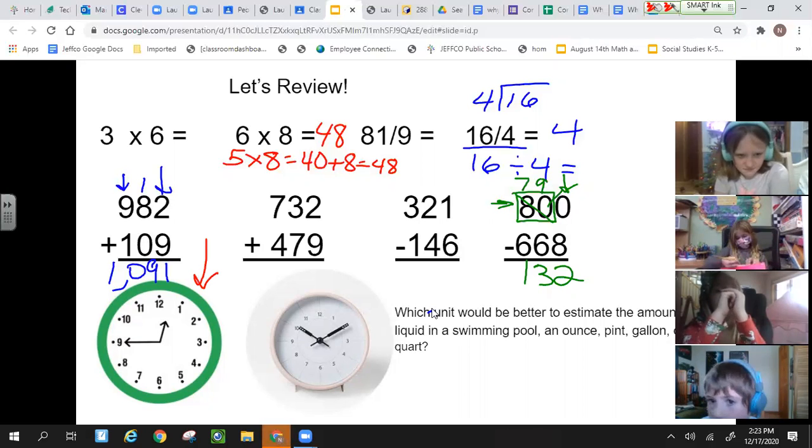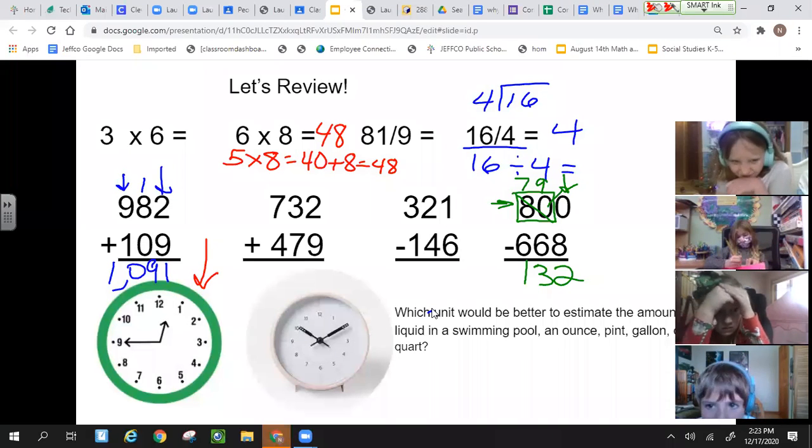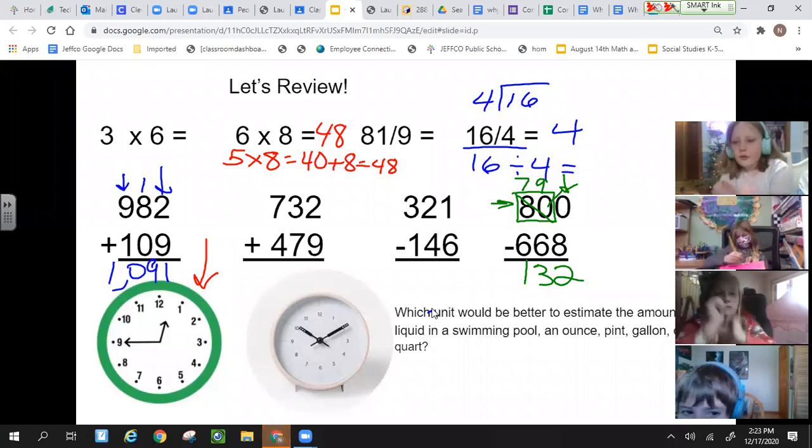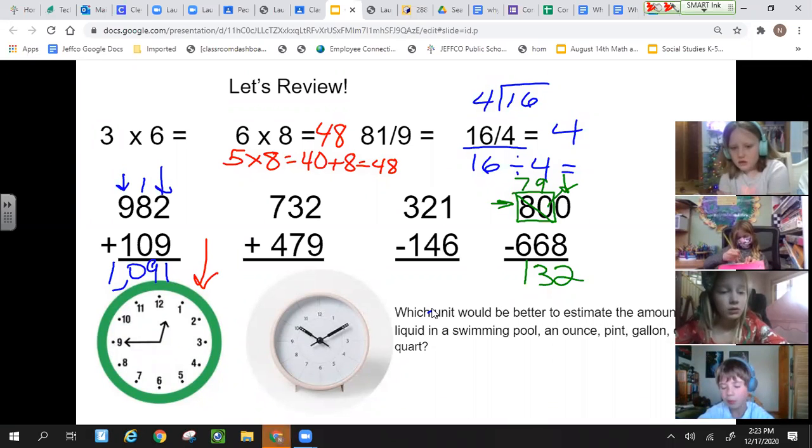Let's look at this clock here. What time is it? I'm going to pull out of my handy dandy can. Henrik Thompson, what time is it?